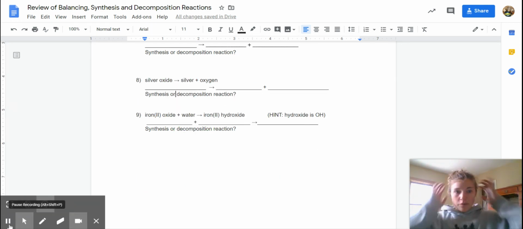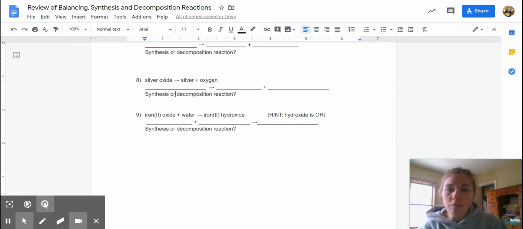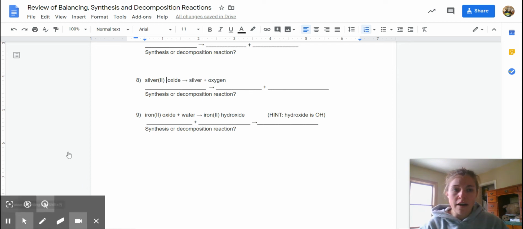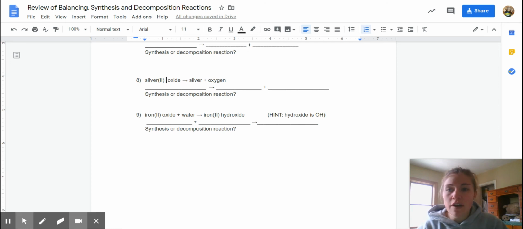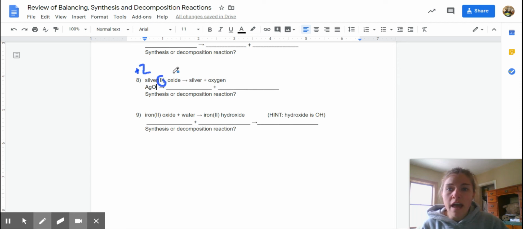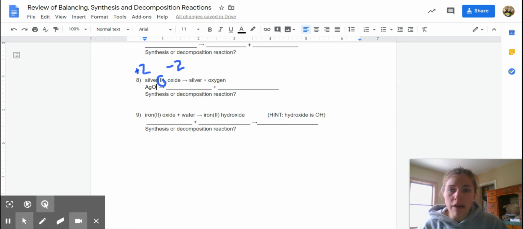All right, for our next one, we have silver oxide, which equals silver plus oxygen. So we know the charges for some of these things, right? All right, so I added in the charge for the silver. So we have silver 2 oxide. So that is going to change to AgO because we know that silver has a charge of a +2 because of the Roman numerals here. And then oxygen has a charge of -2. Okay, so those are going to balance out.